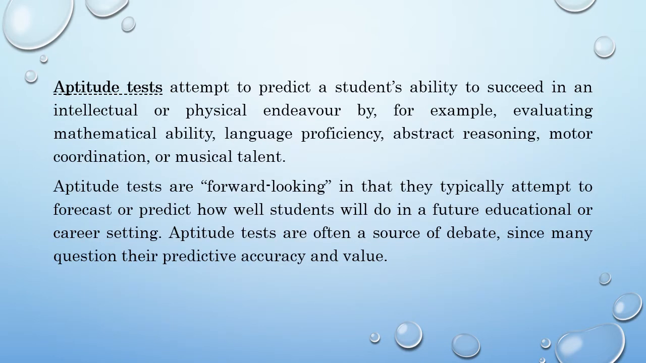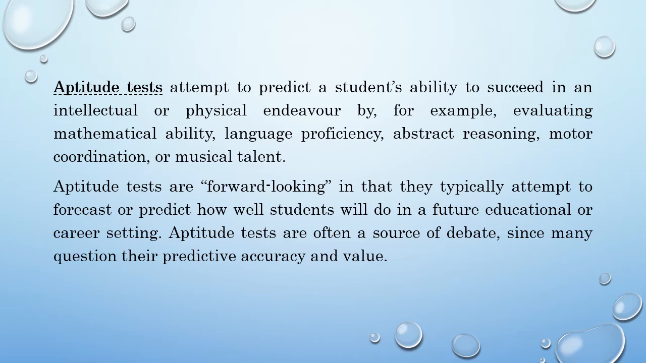Next is aptitude test. It attempts to predict a student's ability to succeed in an intellectual or physical endeavor by, for example, evaluating mathematical ability, language proficiency, abstract reasoning, motor coordination and musical talent. I can give you an example of language proficiency. If you want to work somewhere out of the country or go for further study, you have to take a language proficiency test, that is IELTS, TOEFL. So all these exams you have to clear. That is the aptitude test.